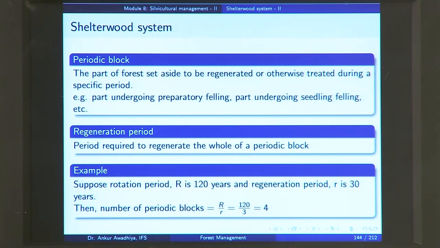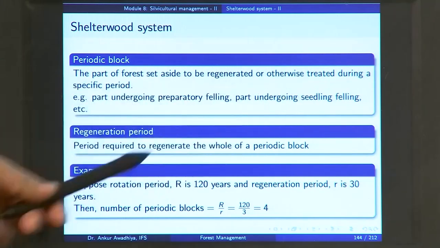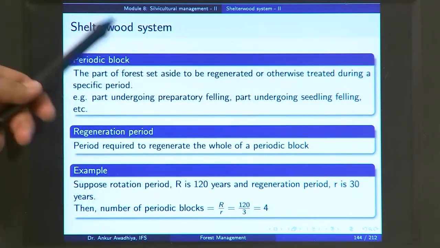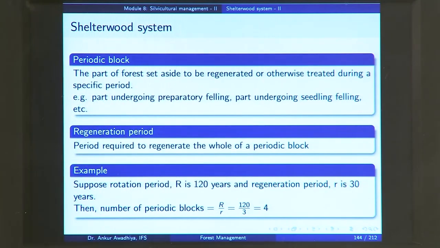Now, those parts of the forest where we are doing one operation, say seeding felling, at one particular point of time, will be called a periodic block. So, the part of the forest that is set aside to be regenerated or otherwise treated. You are doing any sort of treatment, but you are doing it in the whole of the periodic block during a specified period.